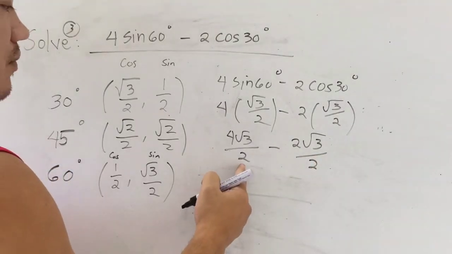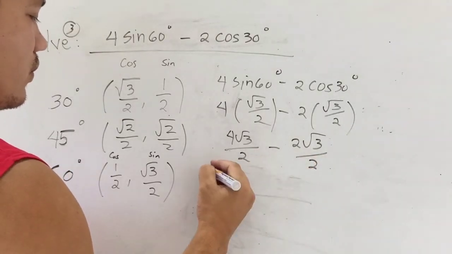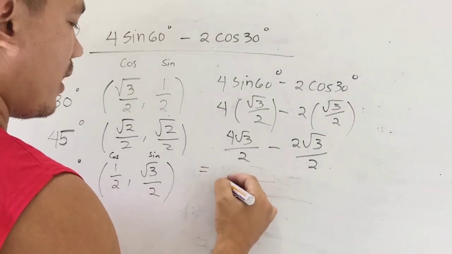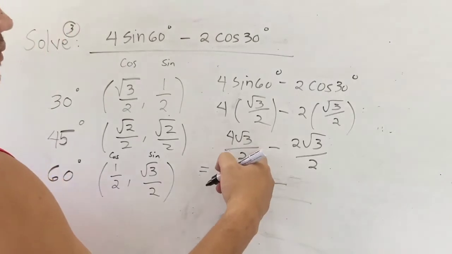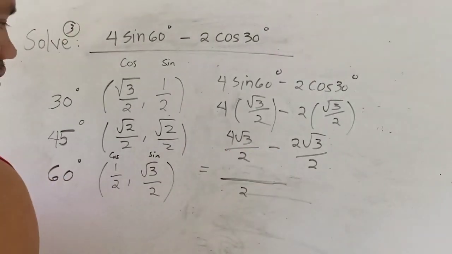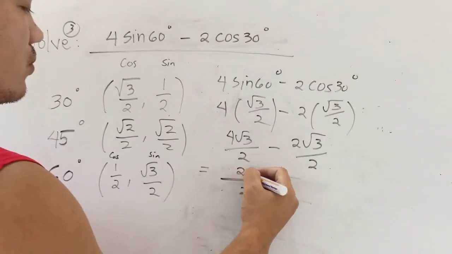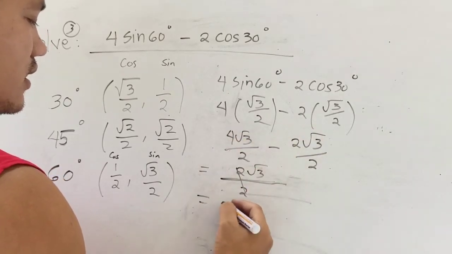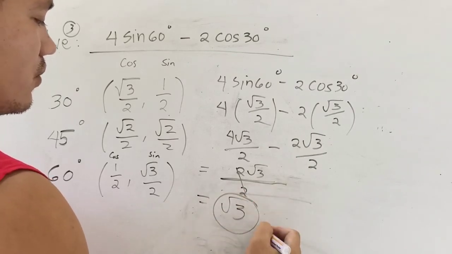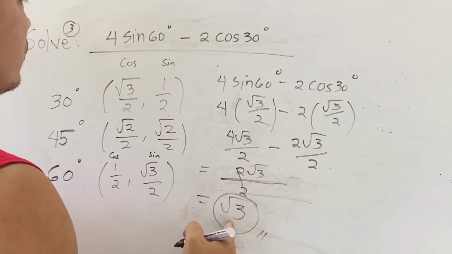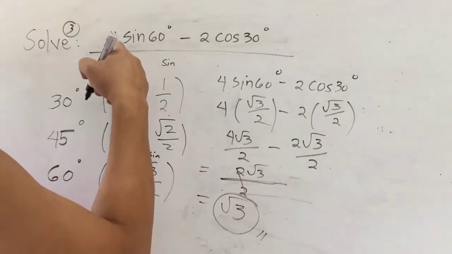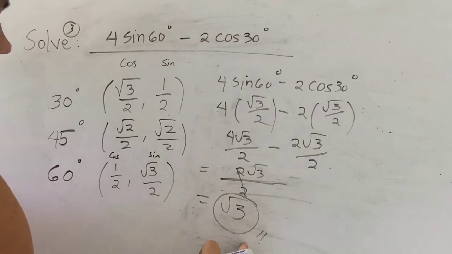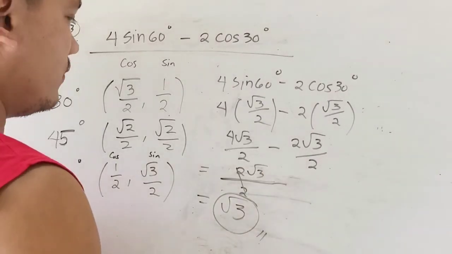Since meron tayong parehas na denominator, that is what we call similar fractions, pag-isahin natin yung denominator para tayo ay makapag-simplify, performing the indicated operation. 4 minus 2 is 2, square root of 3, we're going to copy, then cancel the 2. Therefore, the remaining value is square root of 3. 4 sine 60 degrees minus 2 cosine 30 degrees is equal to square root of 3.